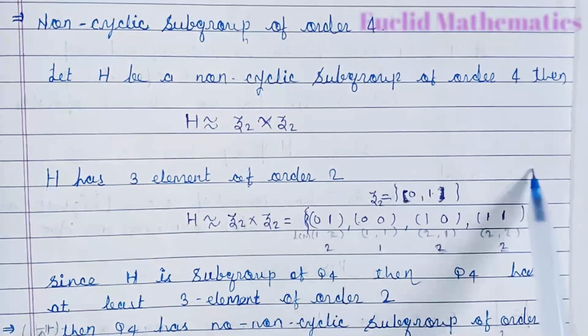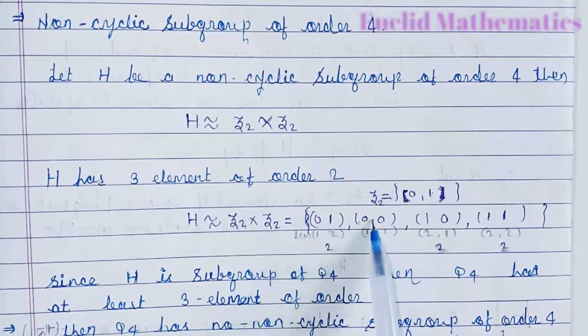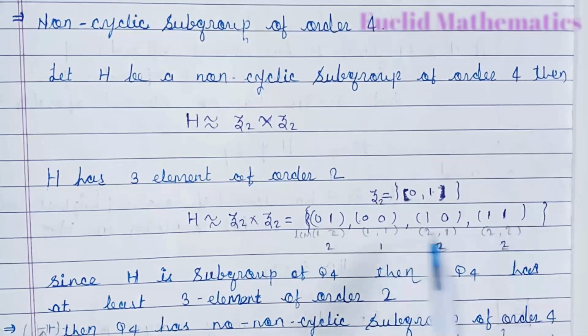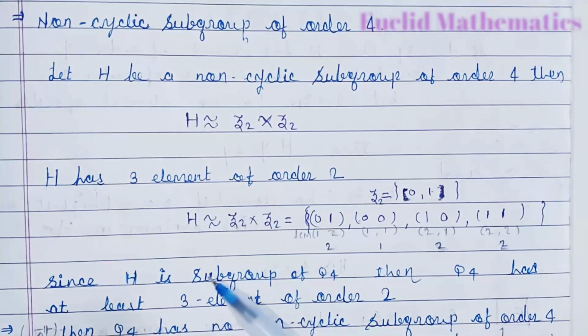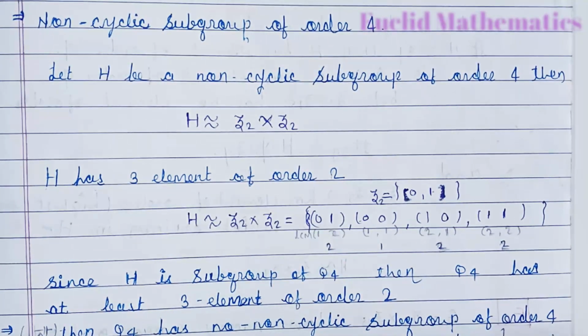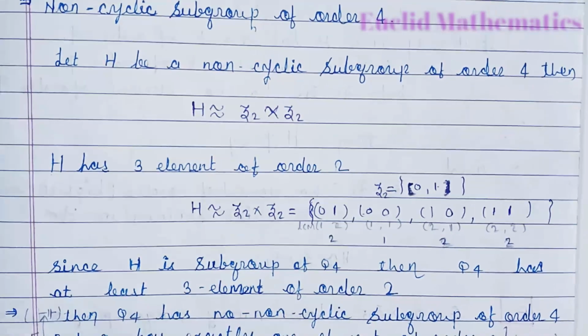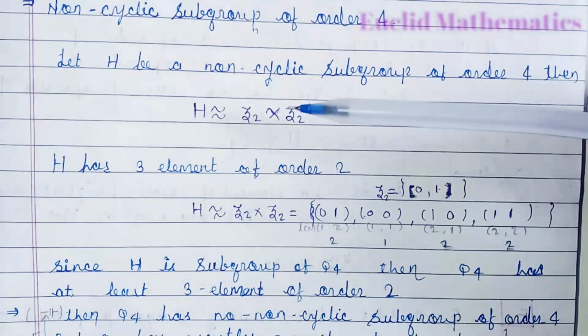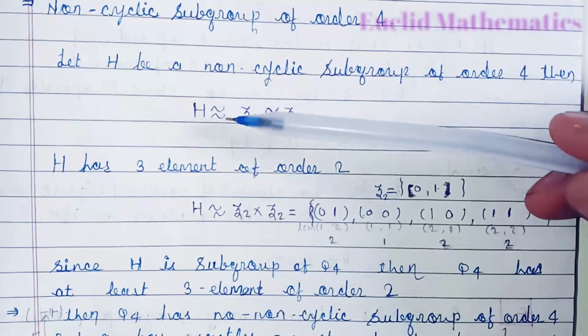So take that 0 product with the remaining elements. So (0,0), (0,1), (1,0), (1,1), okay? These are the possible elements present in our group Z2 cross Z2. Now next we have to find out the subgroup, so we have to find out whether this Z2 cross Z2 is isomorphic to our subgroup or not, okay?